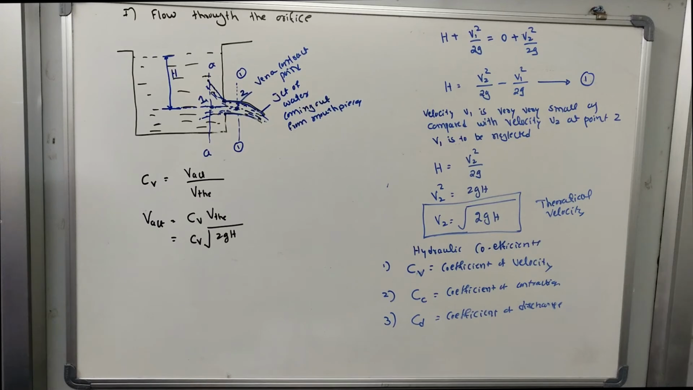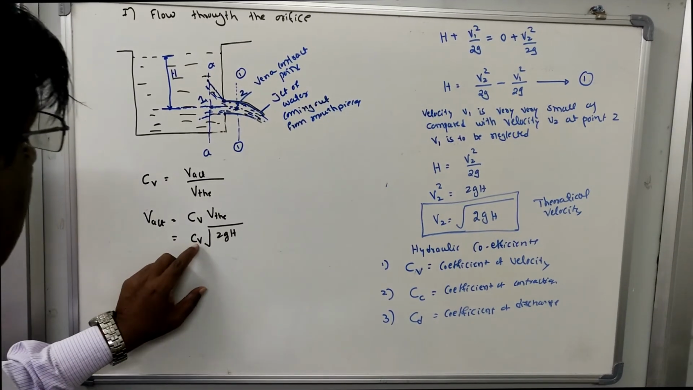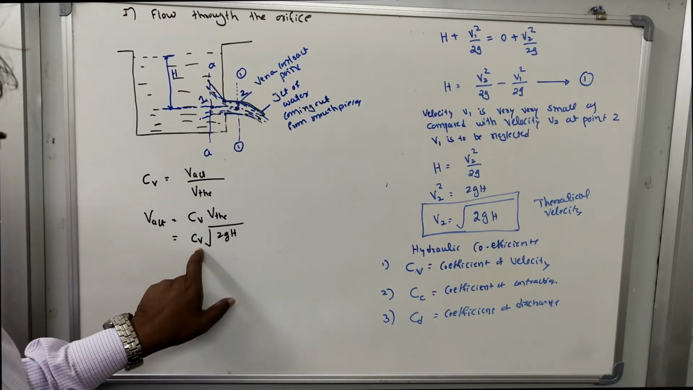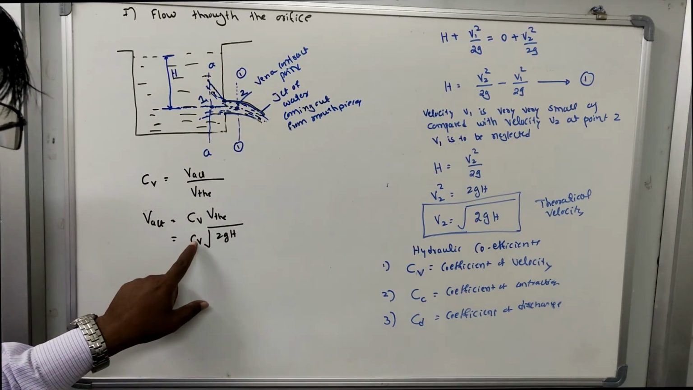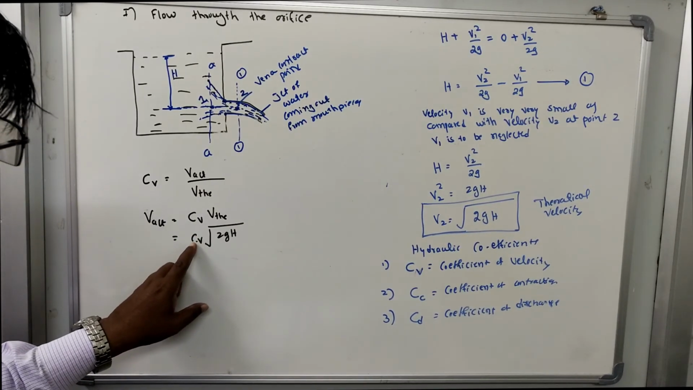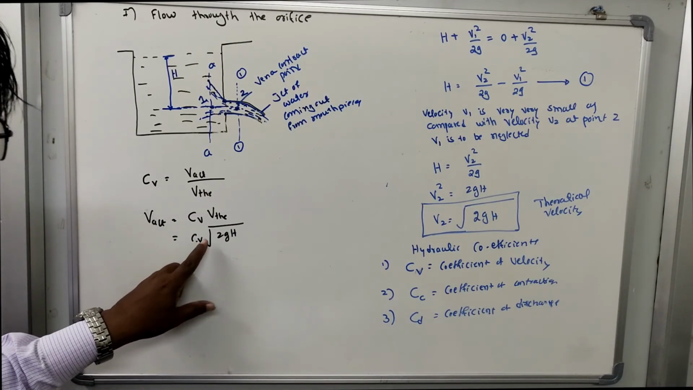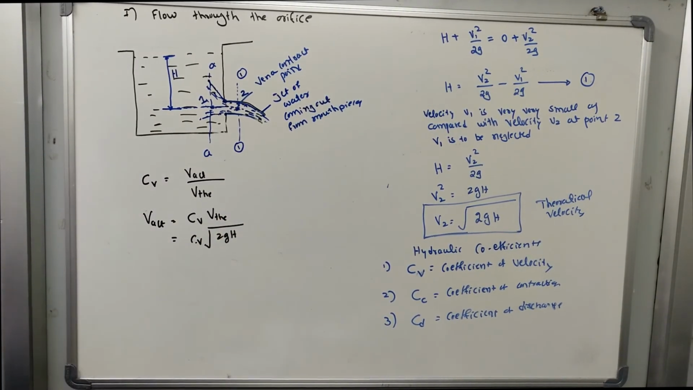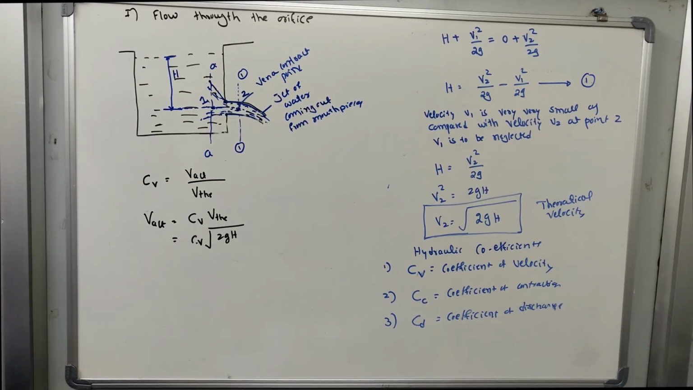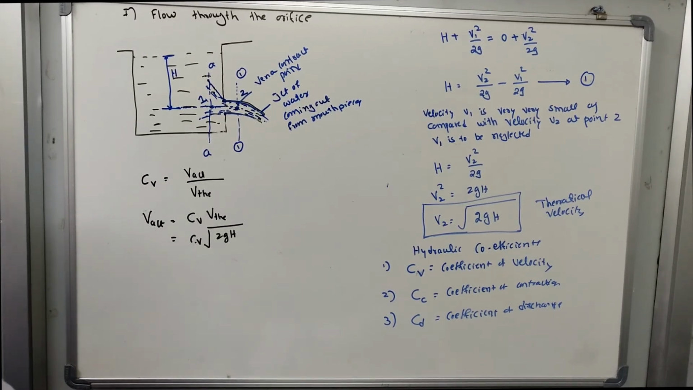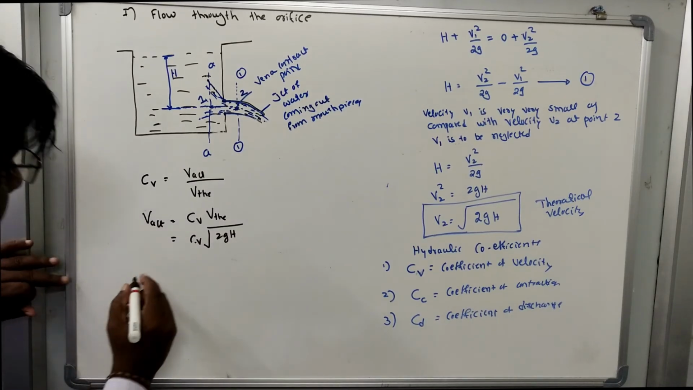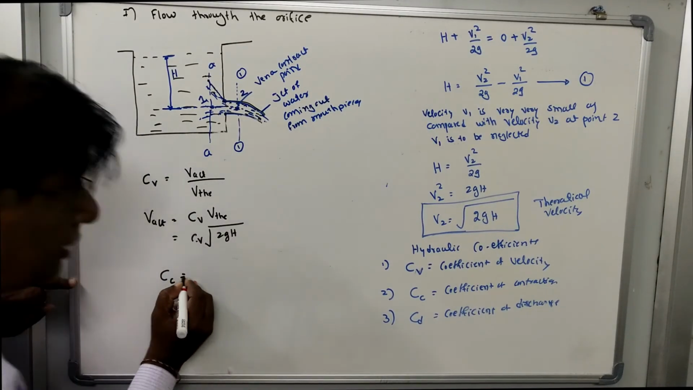So the actual velocity is the coefficient of velocity CV, which is a constant or coefficient, multiplied by the theoretical velocity, square root of 2GH. Similarly, next is the coefficient of contraction CC.